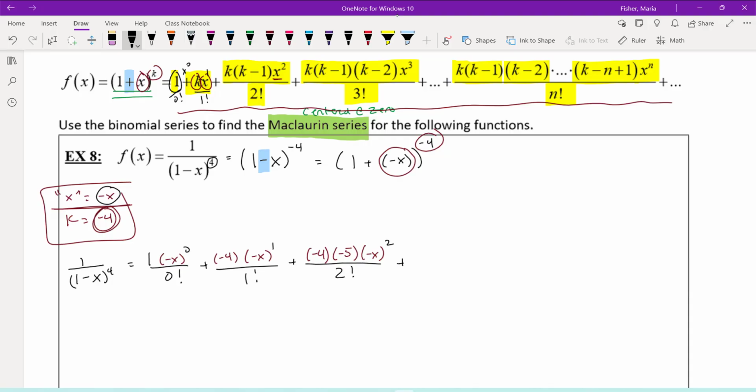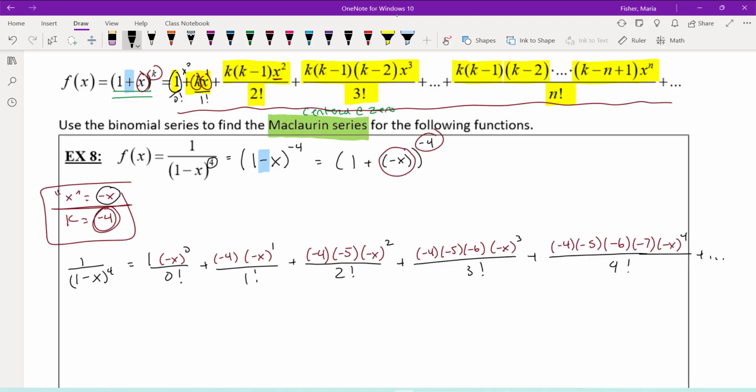Plus, and I usually go down about to the 4th power if I can. So it's going to be k times k minus 1 times k minus 2 times x, which is negative x, cubed all over 3 factorial. One more, and then it's k times k minus 1 times k minus 2 times k minus 3 times x raised to the 4th power all over 4 factorial, and then plus dot dot dot.